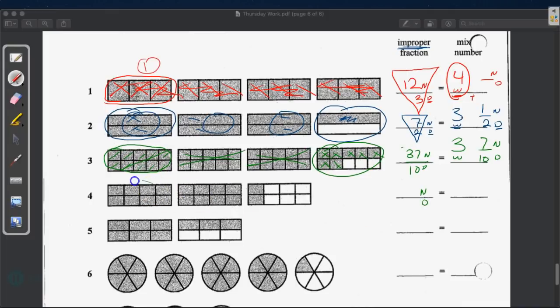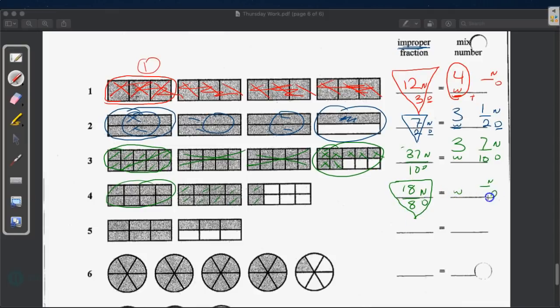Number 4, improper fraction. Start with your denominator. How many pieces make one group here? It should be 8. Now count all the shaded pieces. 8, 9, 10, 11, 12, 13, 14, 15, 16, 17, 18. 18 is your numerator. See? There's your improper fraction. Big head, little body.